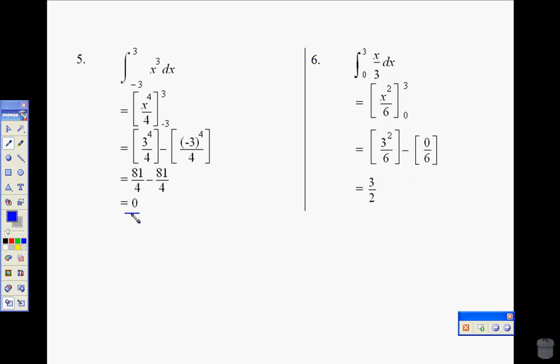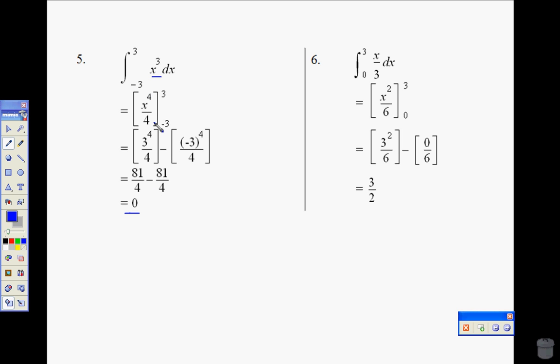So we'll talk about this a little bit later on, but if we've got an odd function and our limits of integration are exactly the same except opposite in sign, our answer is always going to be 0. So if you know that for a fact, that you can tell that's an odd function and you've got that situation, all this working is null and void. You don't have to do it.